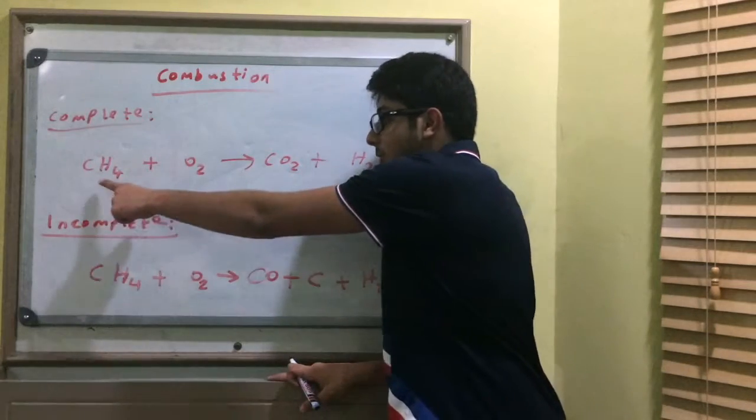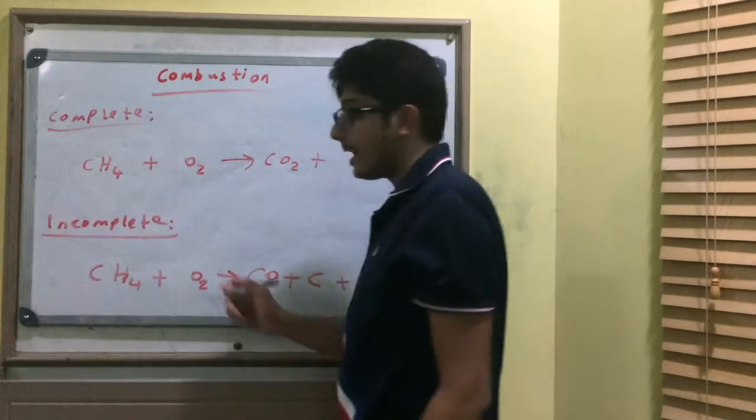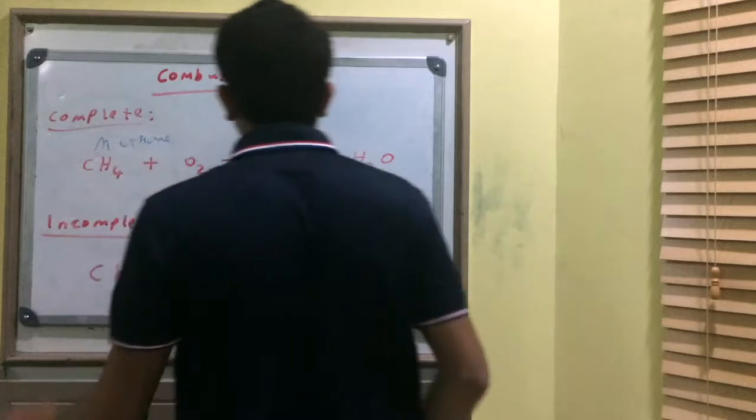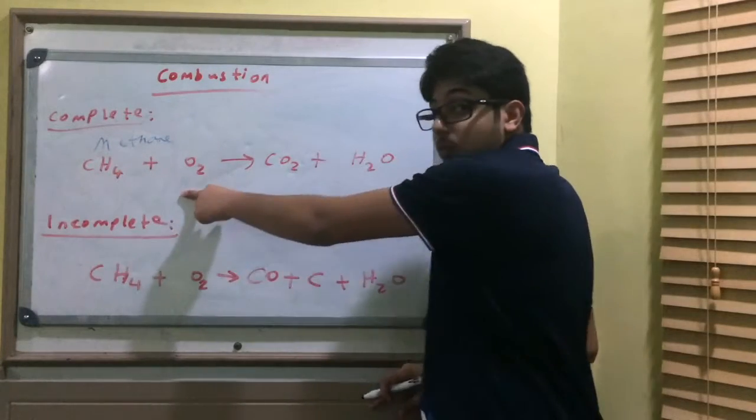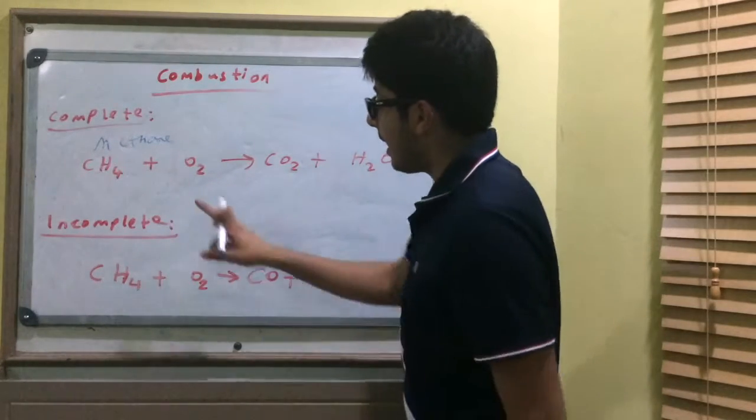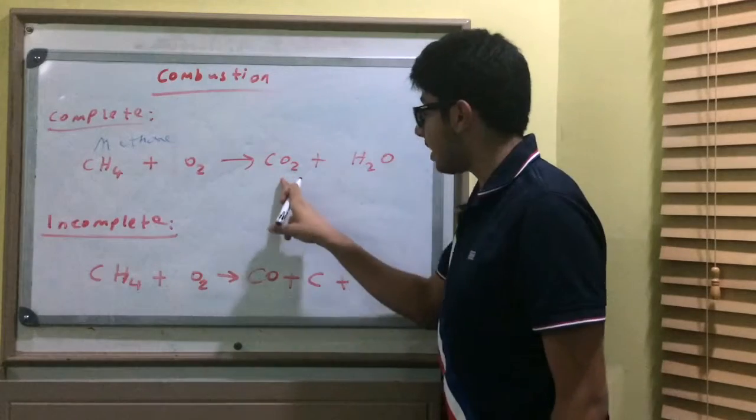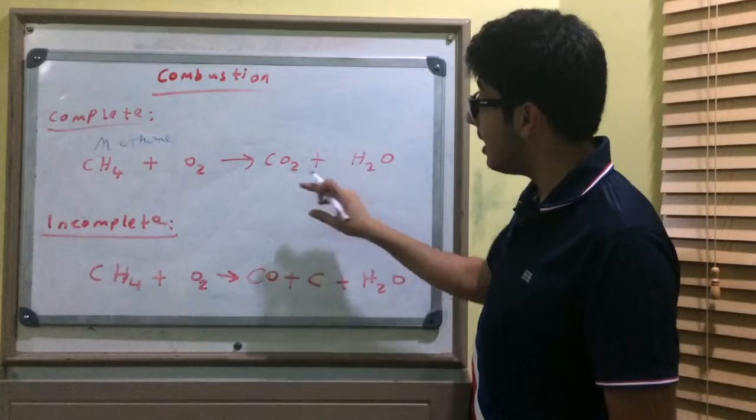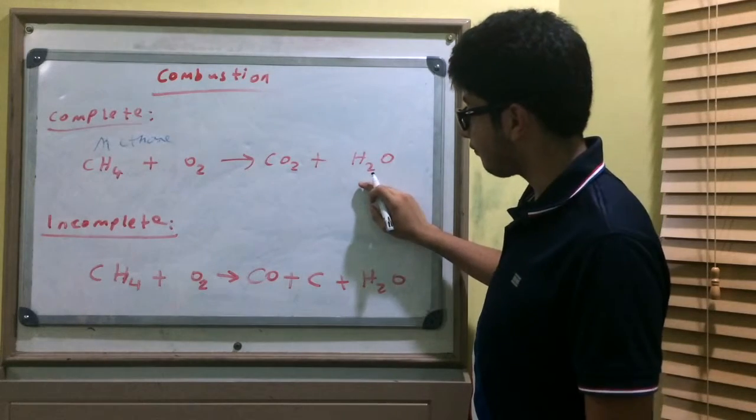In complete combustion, we have a hydrocarbon, in this case methane, and we burn it in air so that it reacts with oxygen to give us carbon dioxide and water. That's the general equation for complete combustion.